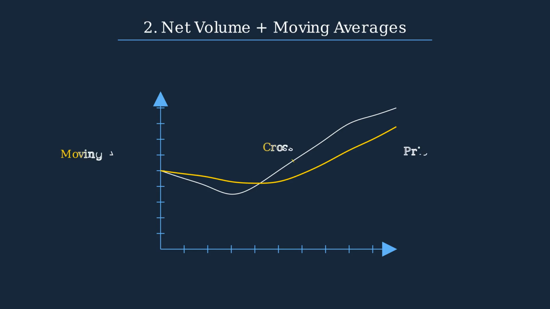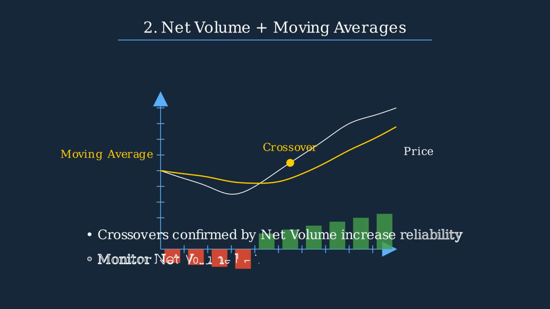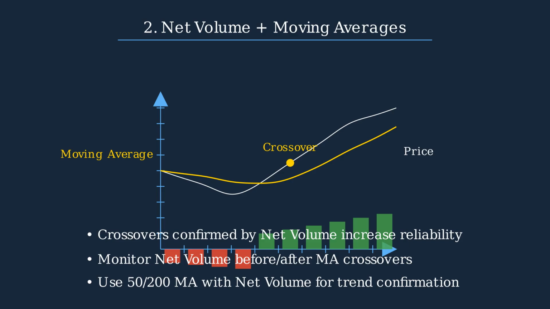Moving averages combined with net volume provide stronger trend change signals. When price crosses above a moving average and net volume becomes increasingly positive, it strongly confirms a bullish trend change. Monitor net volume before and after moving average crossovers. The 50 and 200-day moving averages, when combined with net volume, provide excellent trend confirmation.